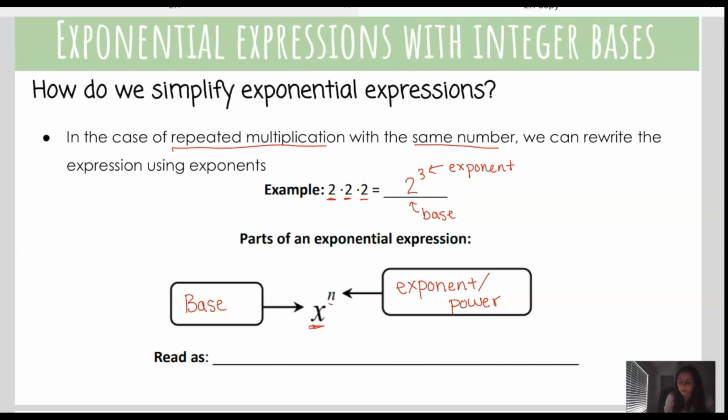Now this x and the n can be read as x to the nth power. Now, if there's an exponent of 2, you might hear people say squared, or if there's an exponent of 3, you might hear them say cubed. Like, for instance, this example with the 2 and the 3, we could say 2 cubed, or we could say 2 to the power of 3, or 2 to the third power. Lots of different ways we can say that.